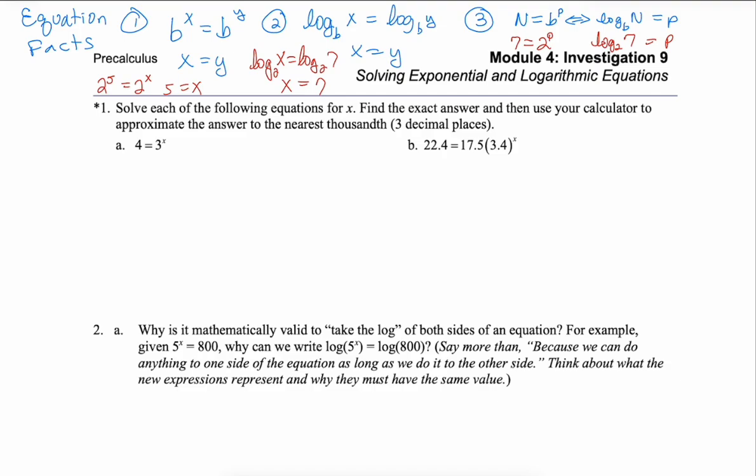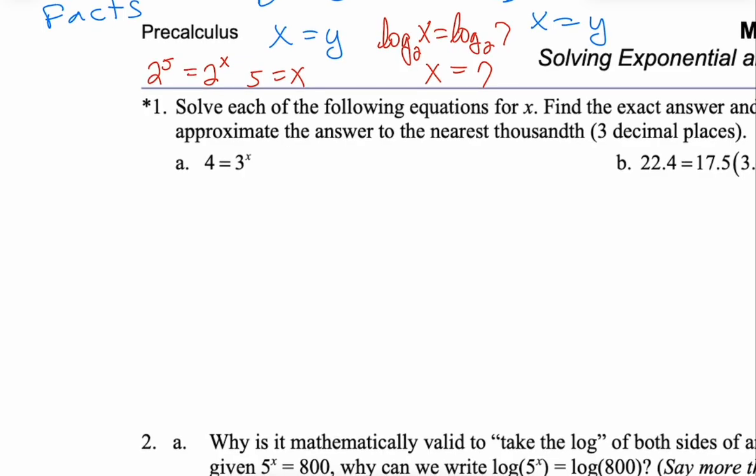Now it says to solve each of the following equations, find the exact answer, and then use your calculator to approximate the answer to the nearest 1,000, 3 decimal places. So if we look at this first equation, we unfortunately can't get the bases to match. When the bases don't match, I'm going to show you 2 techniques. The first technique we're going to use is to put a natural log on both sides. So when the bases will never match, put a natural log on both sides.